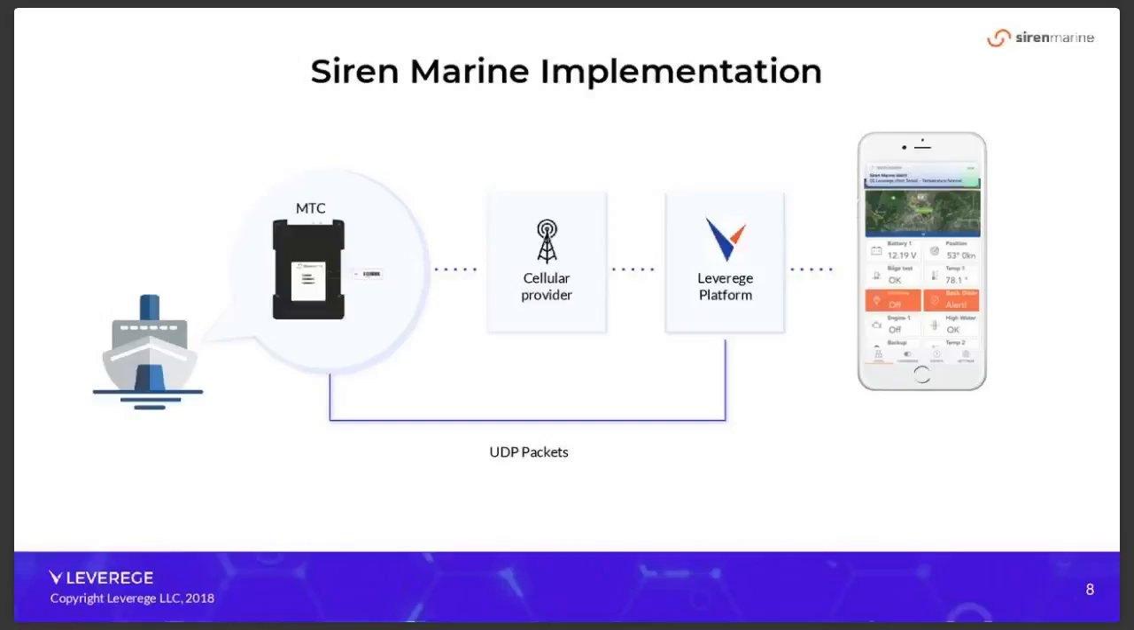can know this information. So to the right of the boat is the Siren Marine MPC. The Siren Marine MPC is the brains of the Siren Marine solution. It receives inputs from these various sensors on the boat, and then it will send UDP messages over cellular to the cellular provider containing information about the boat. Then the cellular provider will pass these UDP messages to our platform, and we will unpack these UDP messages as I show you a demo of the Siren Marine implementation solution.